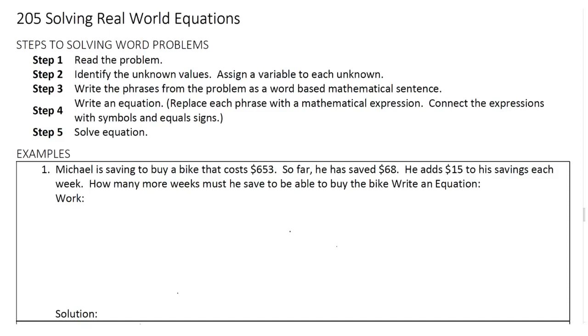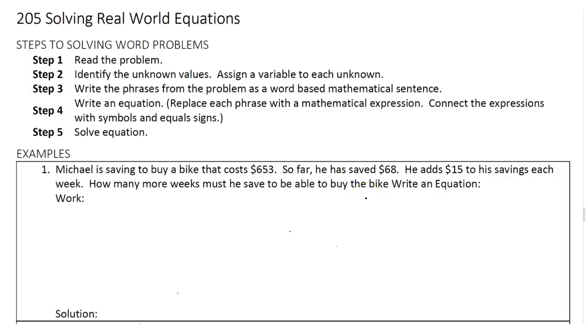Solving real-world problems. Step 1. Read the problem. Step 2. Identify the unknown values and assign variables to each unknown. Step 3. Write the phrases from the problem as a word-based mathematical sentence. Step 4. Write an equation, that is, replace each phrase with a mathematical expression and connect the expressions with an equals sign. Finally, solve the equation.